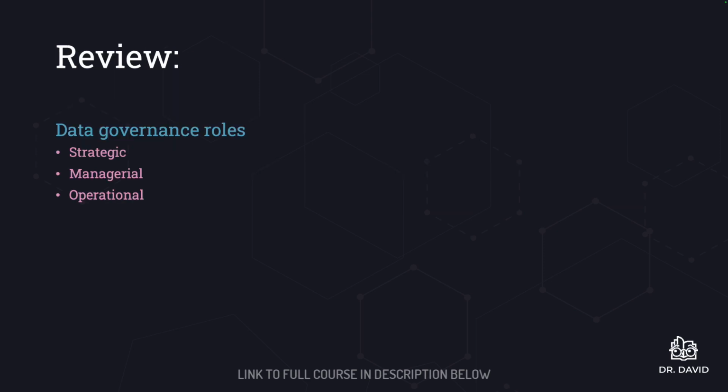In this lecture, we went over data governance roles. The 3 that you need to remember for the exam are strategic, managerial, and operational. As far as your strategy for the exam, you definitely want to know what the 3 roles are for data governance. You should know the who and the what for each of these as well.